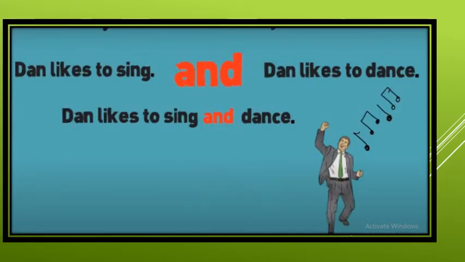Dan likes to sing and Dan likes to dance. Dan likes to sing and dance. So there are two things which Dan likes to do. So we have to use and in this.